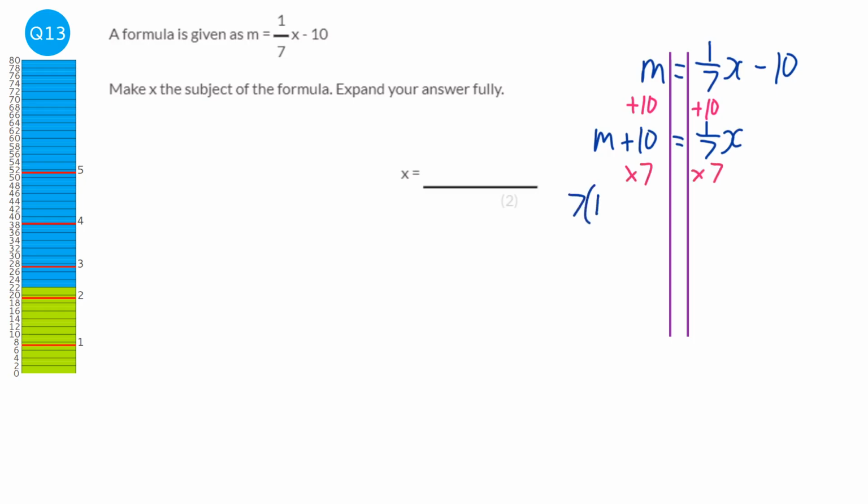So 7 brackets m plus 10 equals x. So x therefore would equal 7 brackets m plus 10, but it says to expand your answer fully. So we're just going to expand the brackets: 7m plus 70.